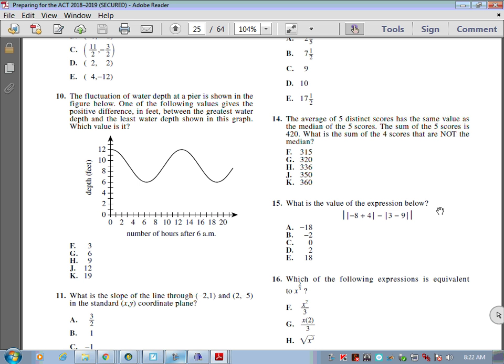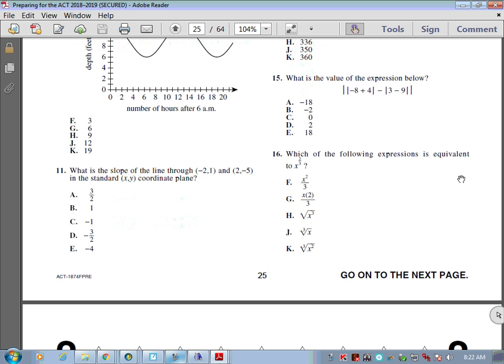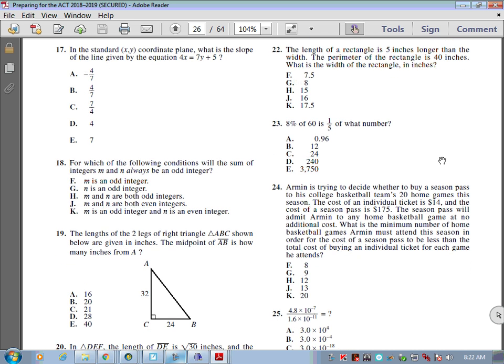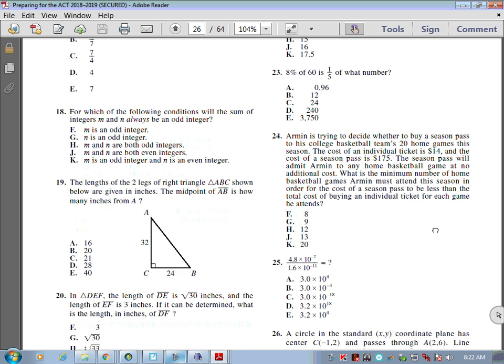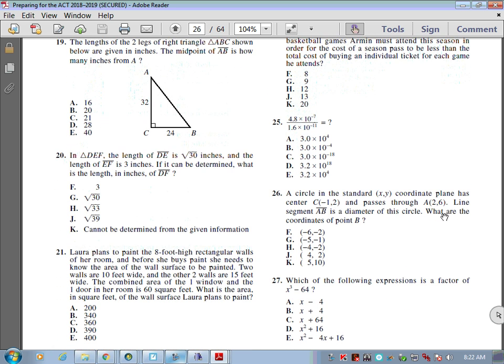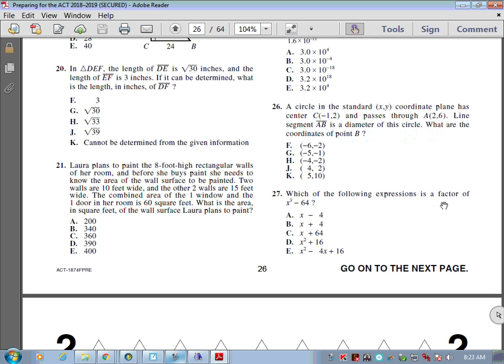Question 15 is D. Question 16 is K. Any of those need reread? Okay. And our last page. 17 is B. 18 is K. 19 is B. 20 is K. 21 is B.